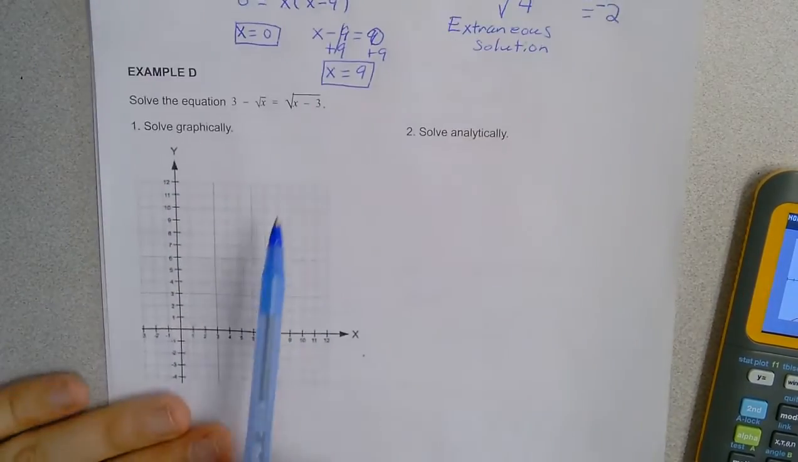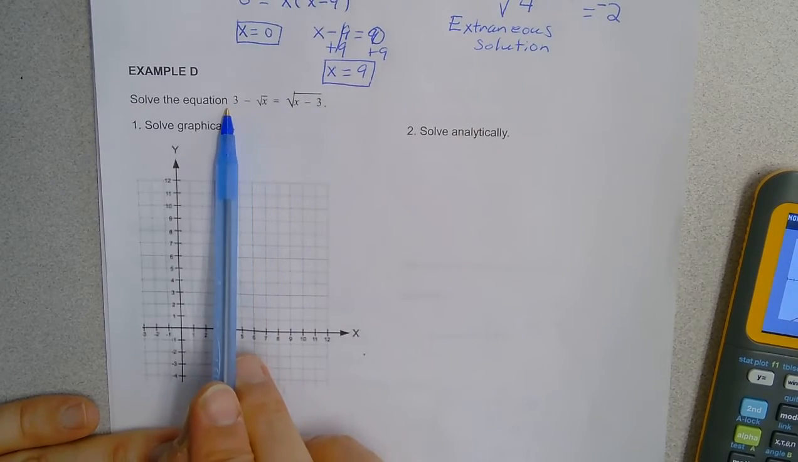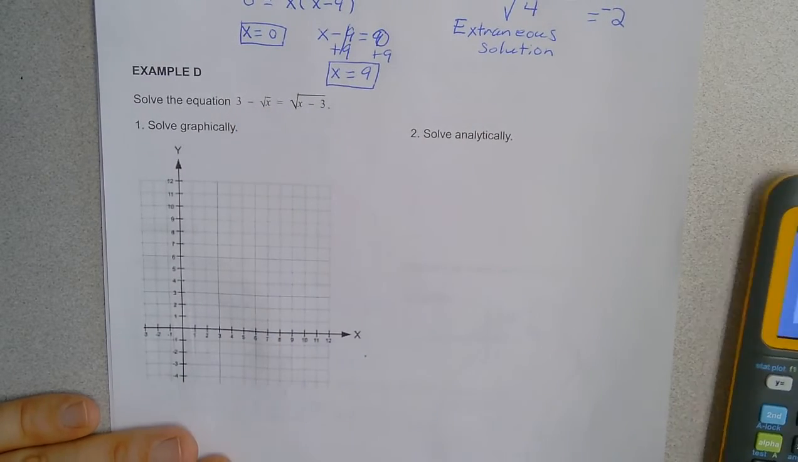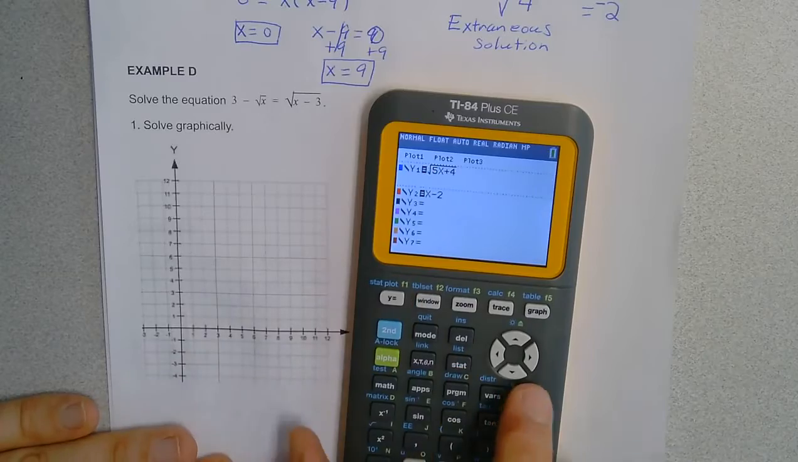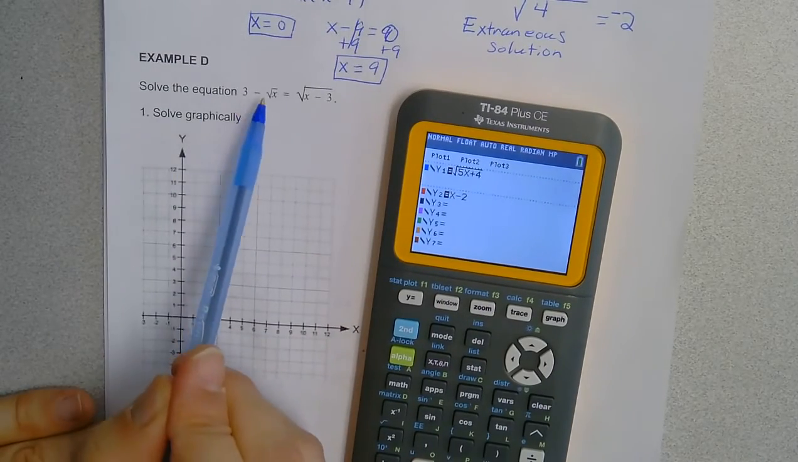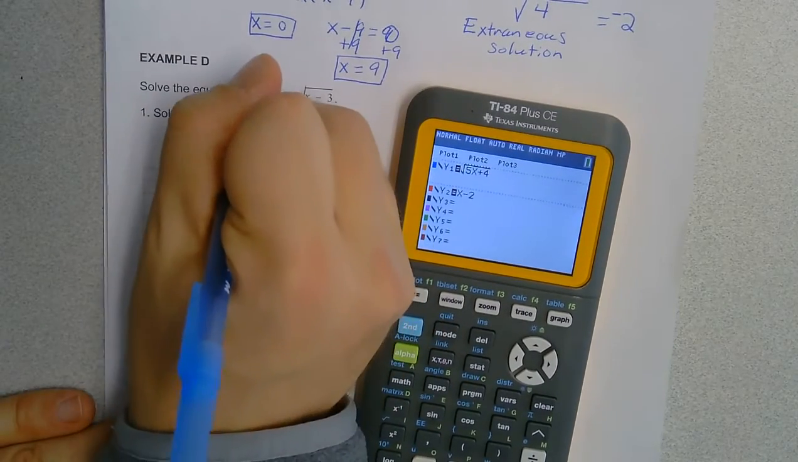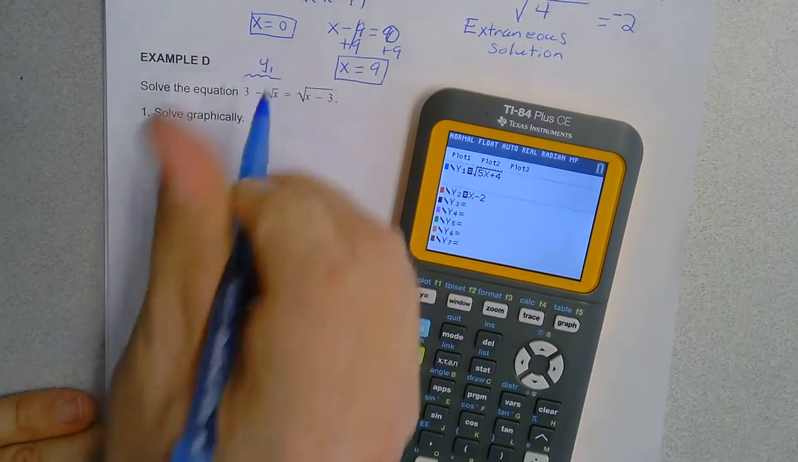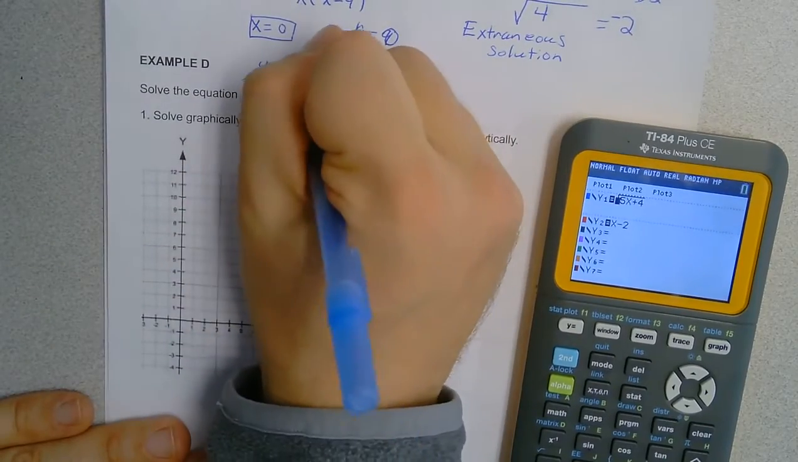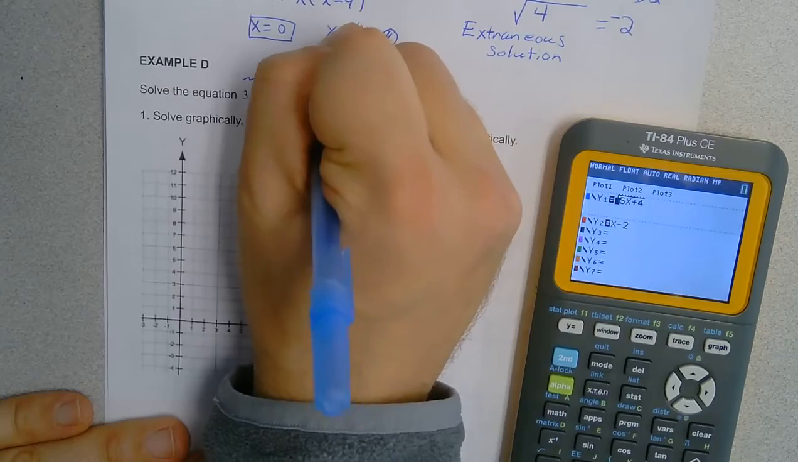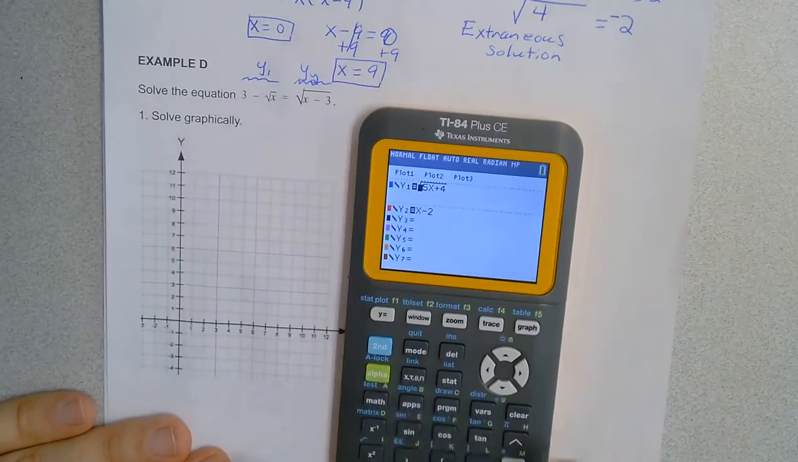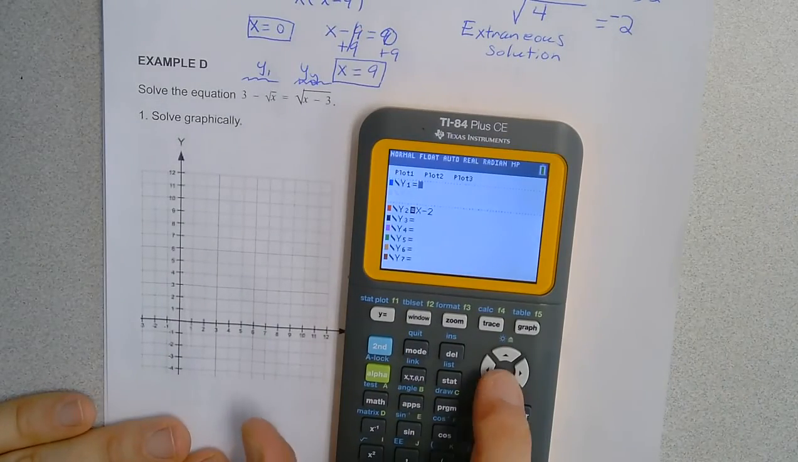So now here, what we're going to do is graph this equation. So we're going to put in y equals 3 minus the square root of x. This is going to be what we put in for y1. And then here, the square root of x minus 3 is y2. And we're just going to graph both.